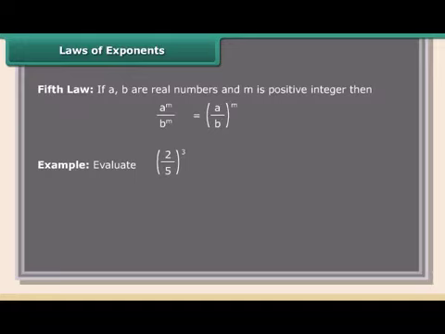Example: evaluate (2/5)^3. Solution: (2/5)^3 is equal to 2^3 upon 5^3, which equals 8 upon 125.